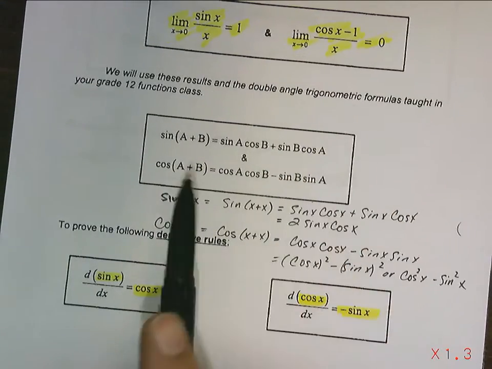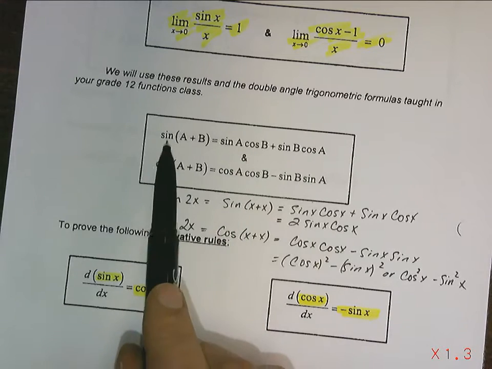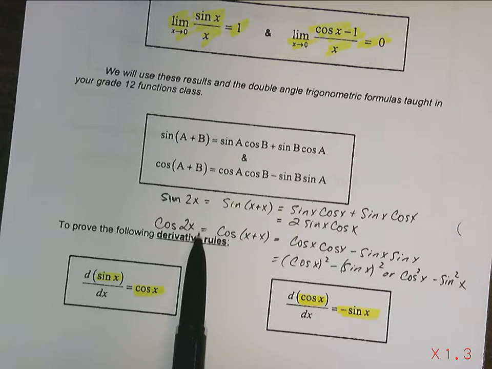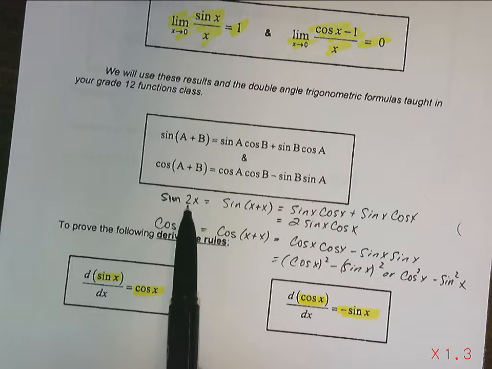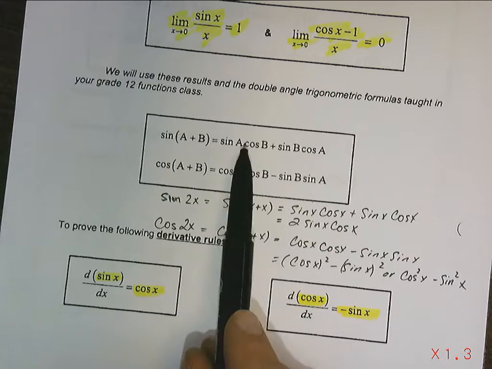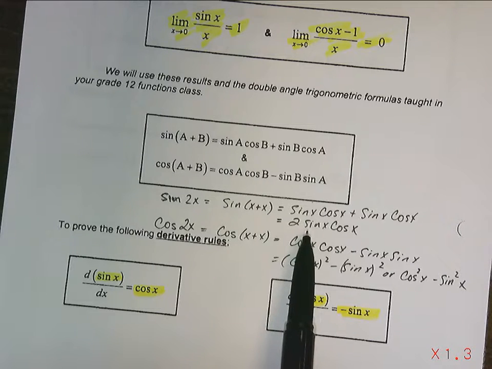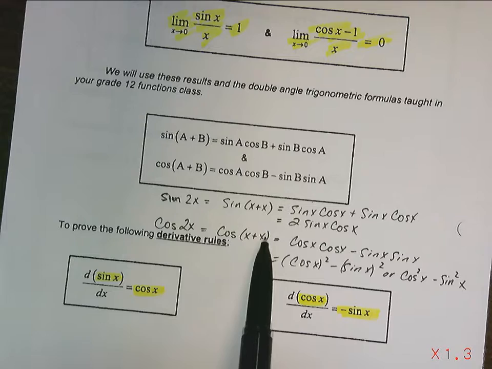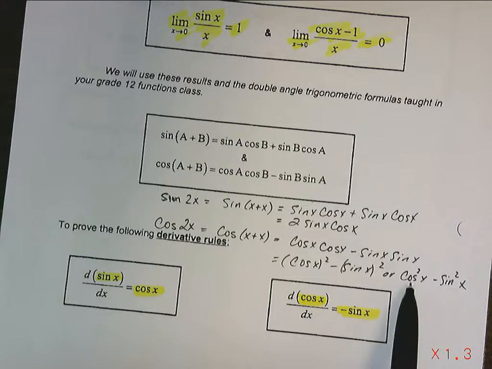You're going to remember your double angle formulas, sine of a plus b and cos of a plus b. You probably remember these: the sine of 2x is actually x plus x, so we can use this formula to come up with 2 sine x cos x, and cos of 2x is actually cos of x plus x, and it gives us cos squared x minus sine squared x.